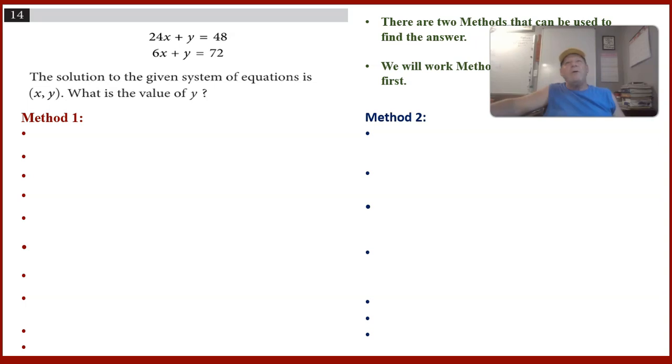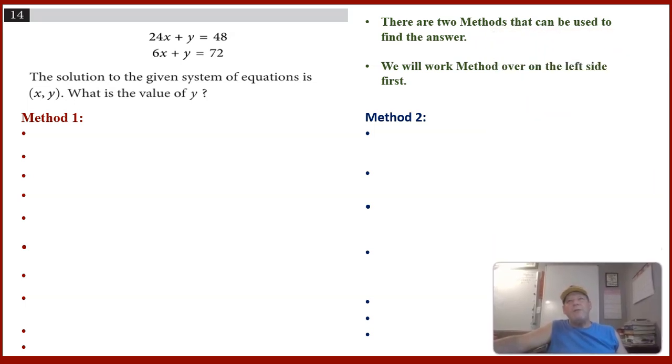On number 14 now, there's two methods for this as well. So I have two equations. It's a system of equations. The solution to the given system is x, y. What's the value of y?